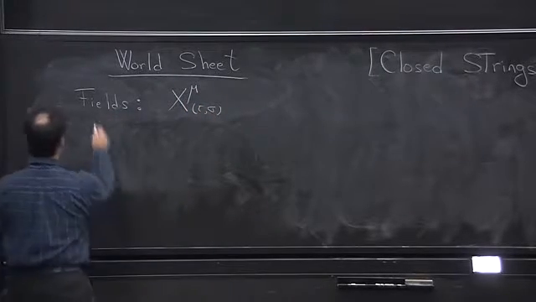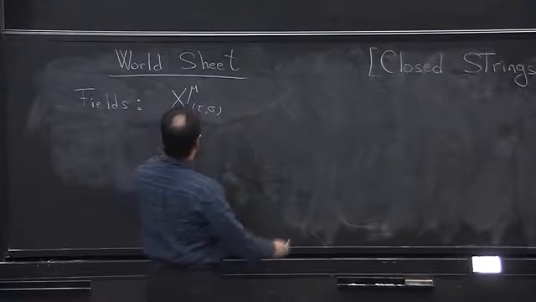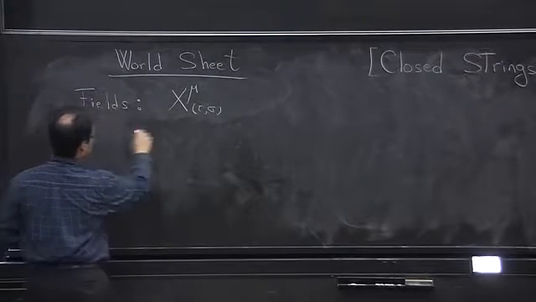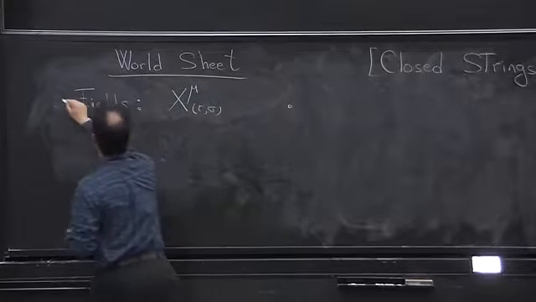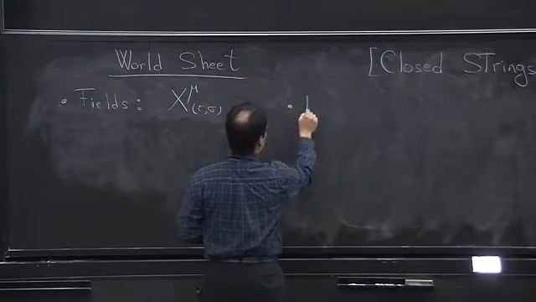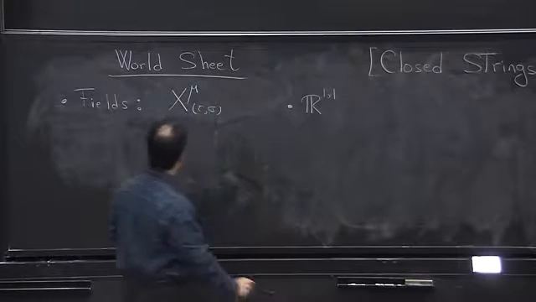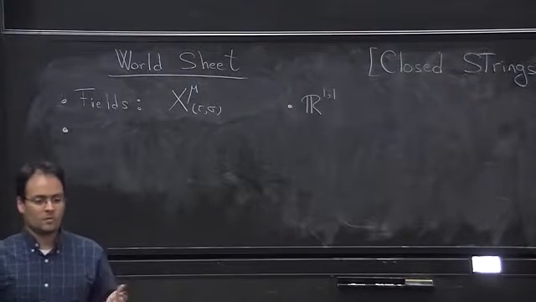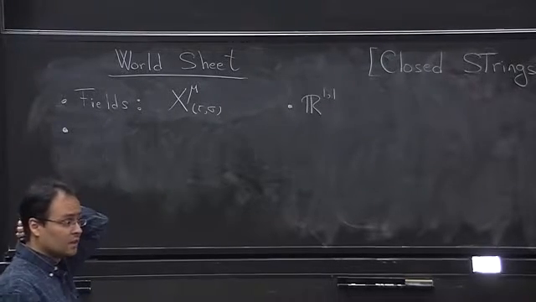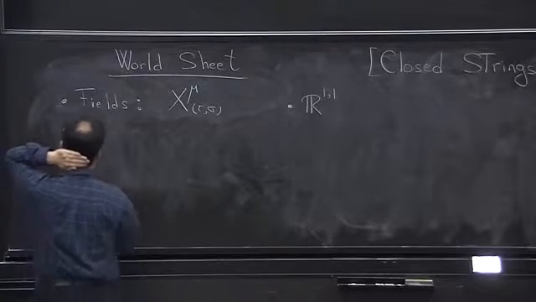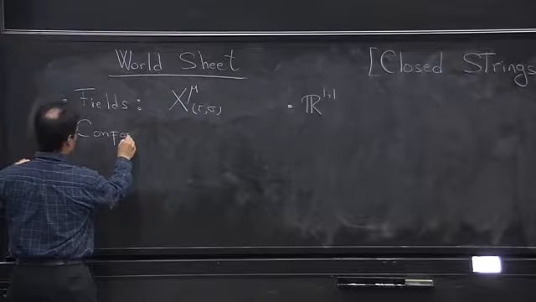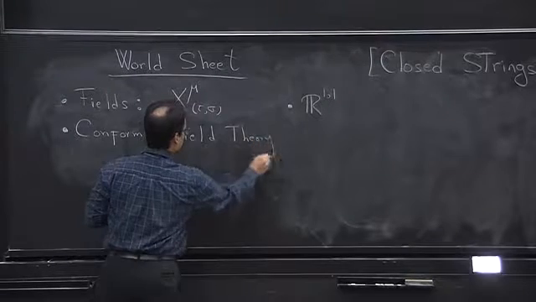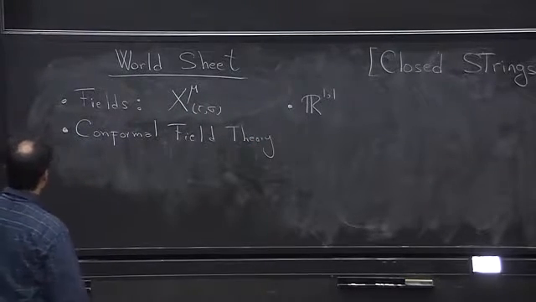Okay. And the theory is defined. So this theory, these are the fields. And the theory lives on R1,1. Okay, very good. What kind of theory do we have? What are the symmetries of this theory? It's a CFT, yes. Very good. Okay.